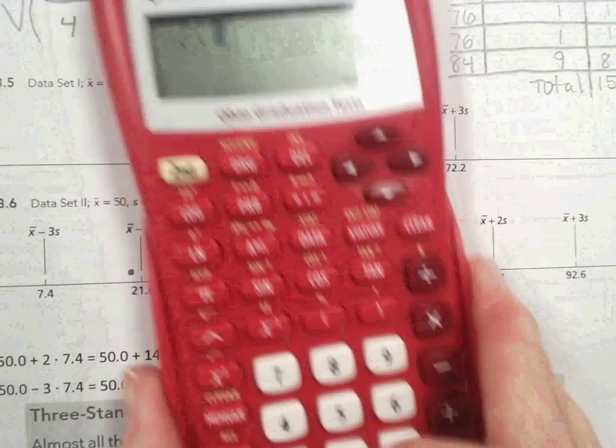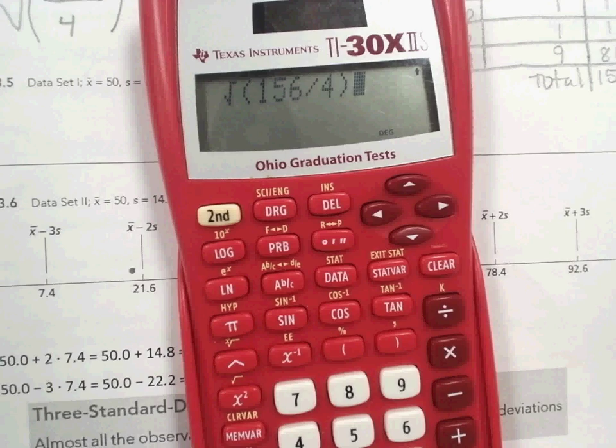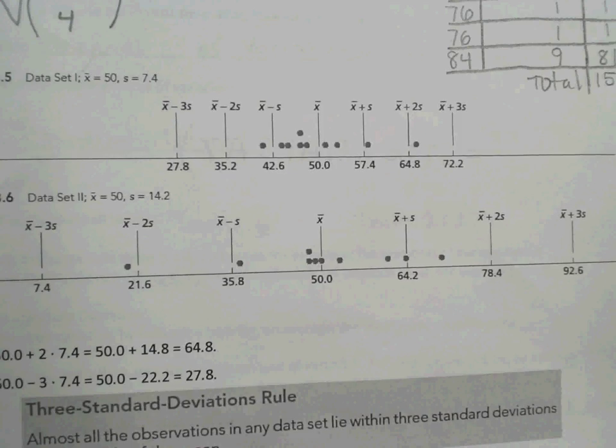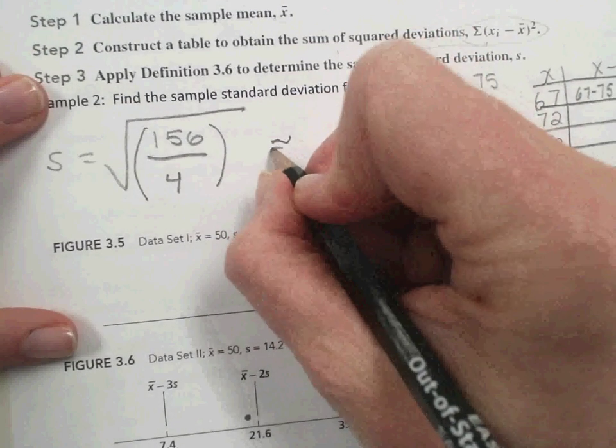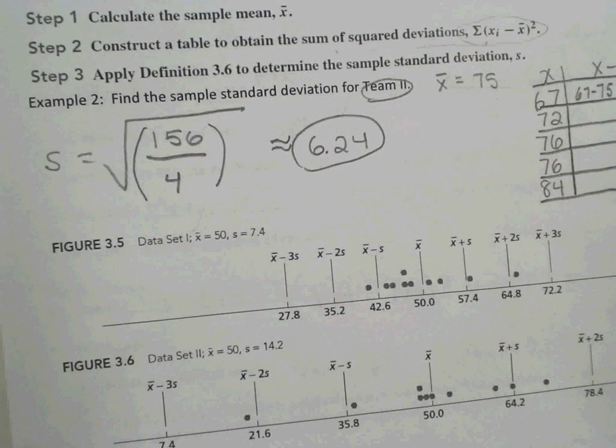So you can type into your calculator second button, square root, parentheses open up automatically. 156 divided by 4, close parentheses, and we get 6.24499. So let's go with 6.24. Approximately 6.24 is the standard deviation for heights of our Team 1 basketball players. Oh, that was team 2. My bad. For our team 2 basketball players.